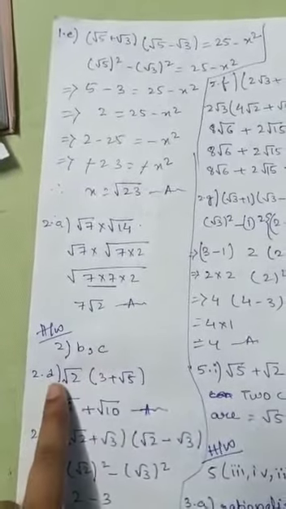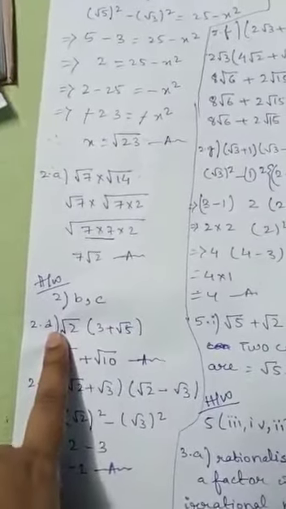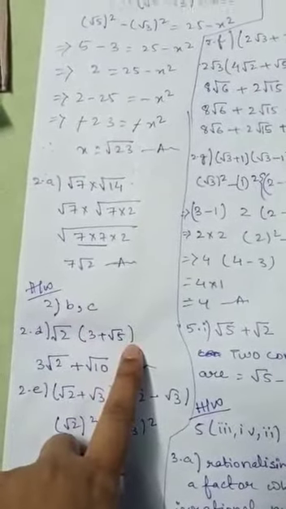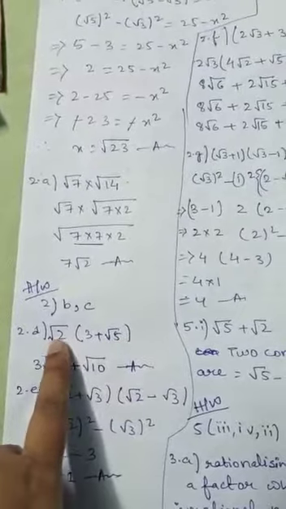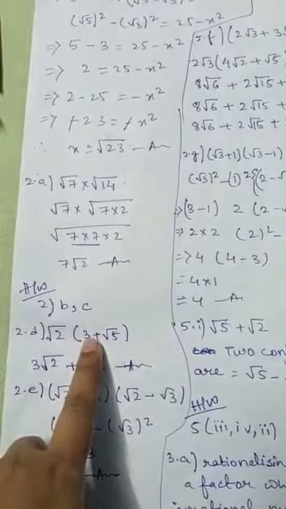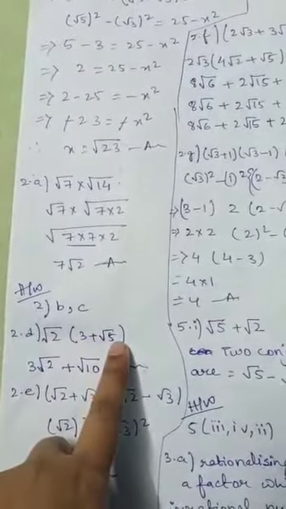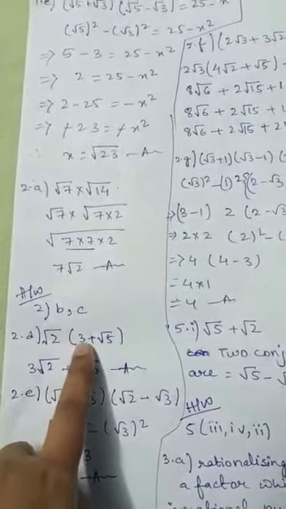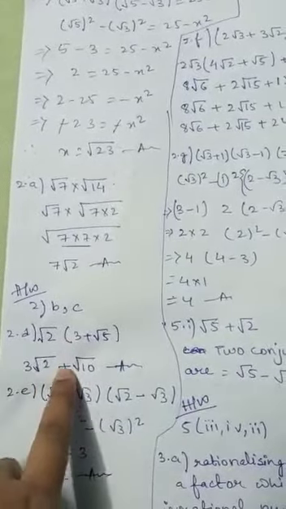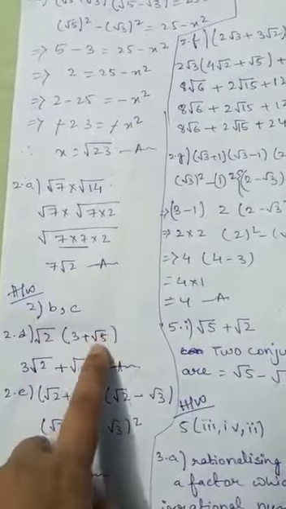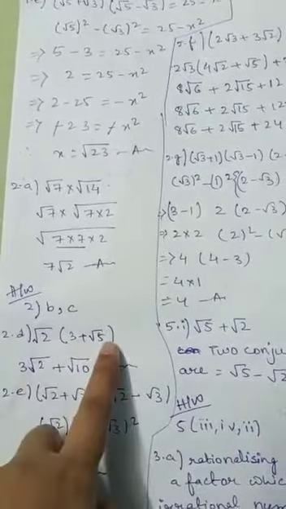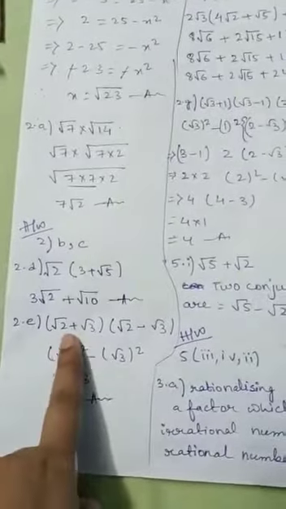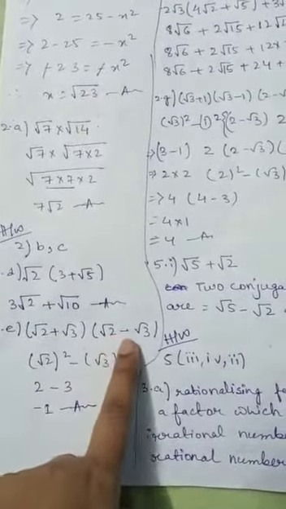I am doing 2d. Now in 2d the question is root 2 bracket 3 plus root 5. It's very easy, you just have to open the bracket, meaning root 2 will first multiply with 3 and then root 2 multiplies with root 5. Since it is a number and it is inside the root, how it will come: 3 root 2, plus, now it is also inside the root, so it will come 2 into 5, 10, root 10. Okay, answer.